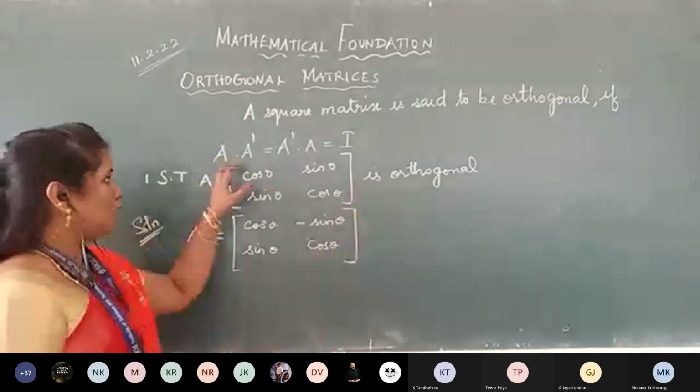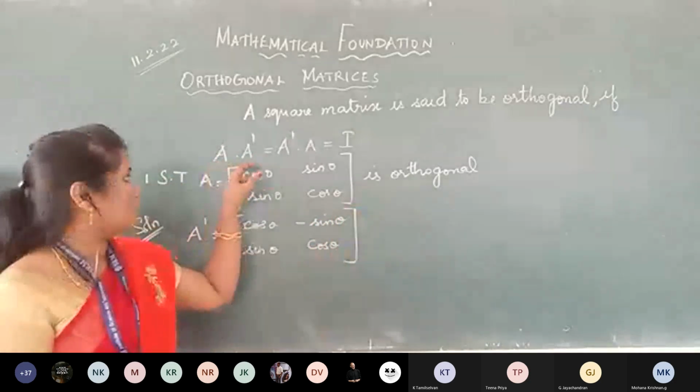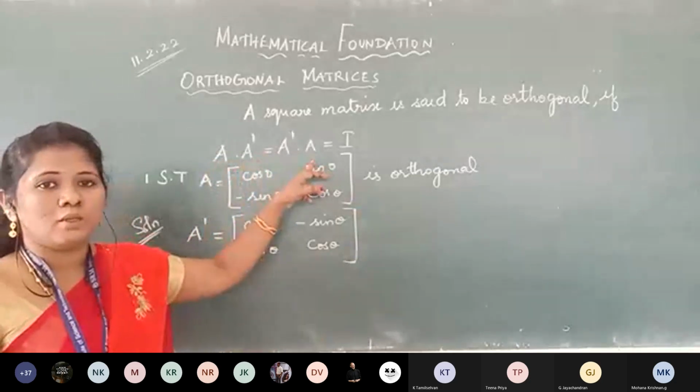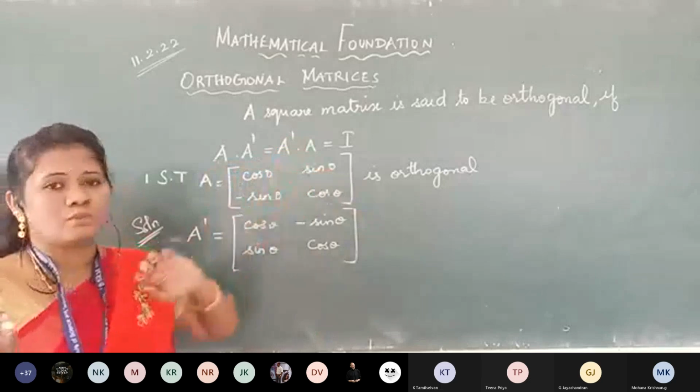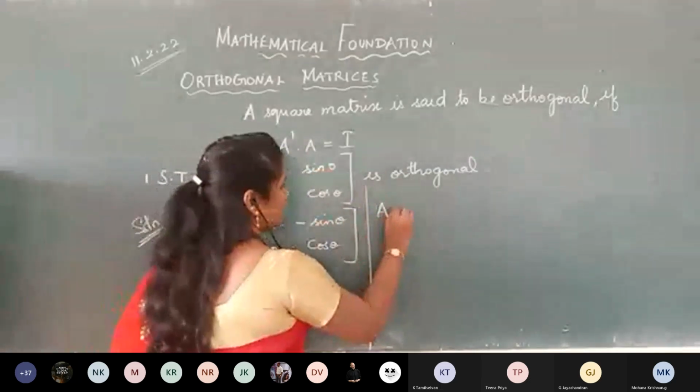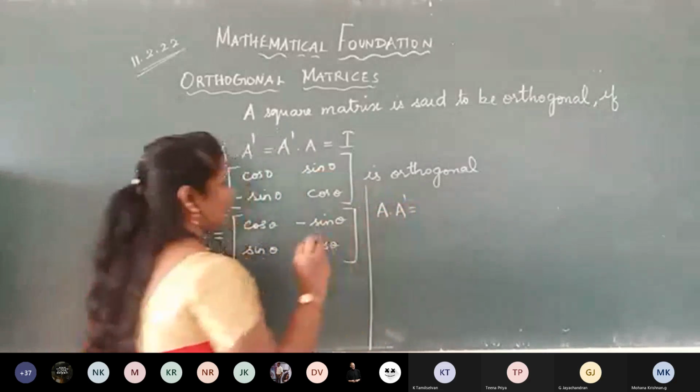After that, you take any one. You take A complement, or you can take A complement A. Any one you can take and see whether it is equal to identity matrix. So we will do it here. So we will do A complement.